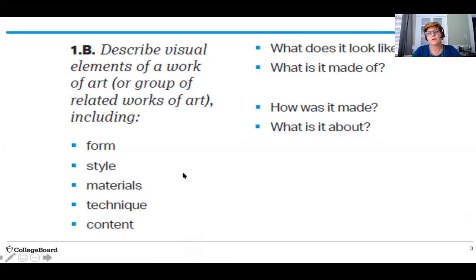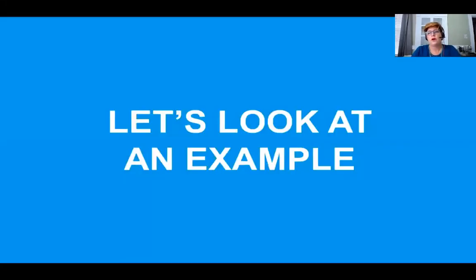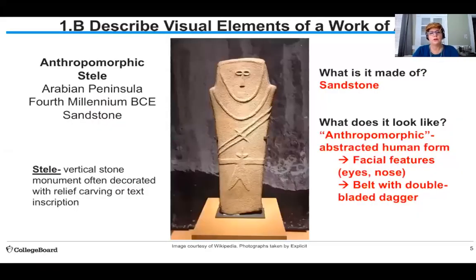And the first thing I'm going to encourage you to do is always start with what you're given. So in the CED, you're given some information. The identifying information is over here on the left side. This is the anthropomorphic stelae from Unit 1, found in the Arabian Peninsula, 4th millennium BCE, and sandstone. So one of our questions when we're describing the visual elements of a work is, what's it made of? Well, we're given that right there in the identifier, sandstone.